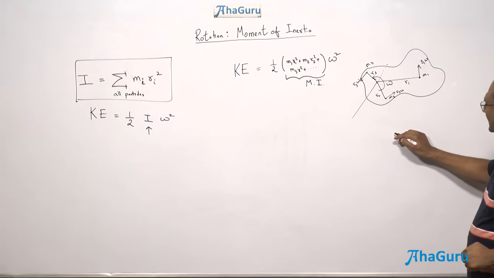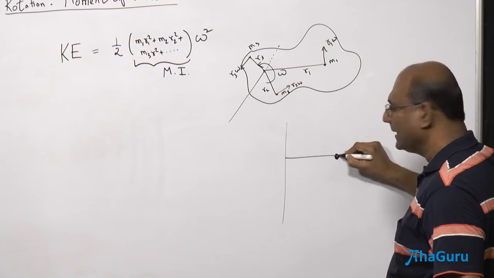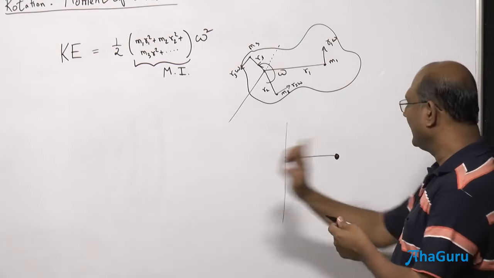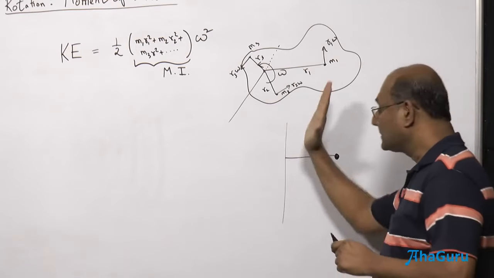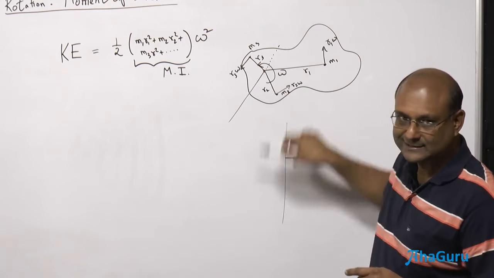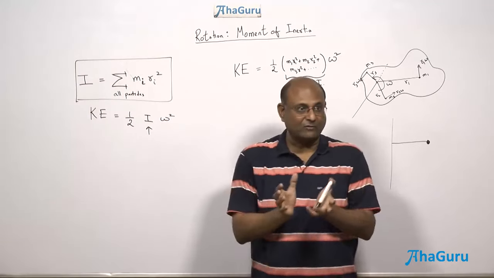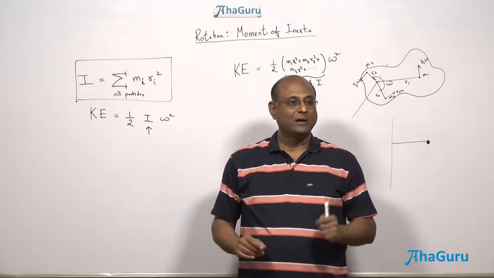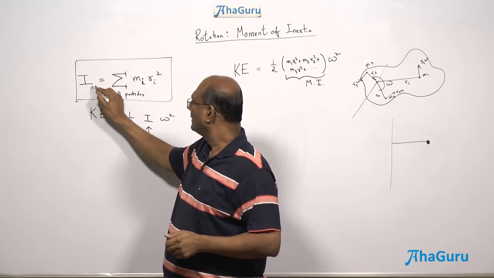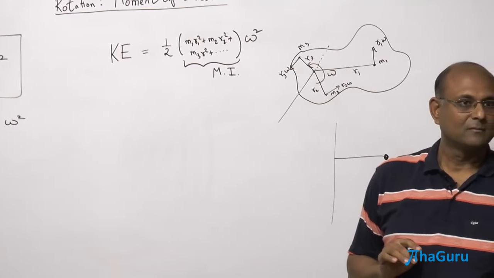So let me assume that here is the axis of rotation and I have a single particle. This is not a rod, this is just a single particle going around like this. It doesn't matter whether it's going around like this or going around like that, but the axis of rotation does matter. Moment of inertia is for a body, a rigid body, but about an axis. This is about a particular axis. You change the axis, moment of inertia will change for the same object.